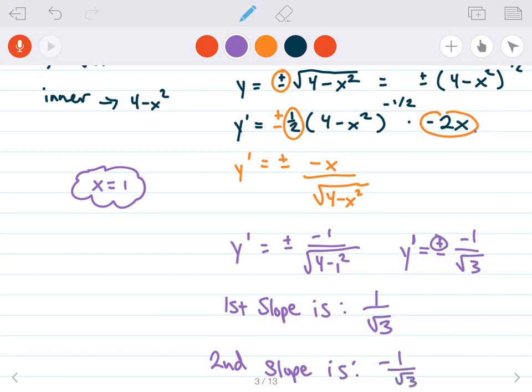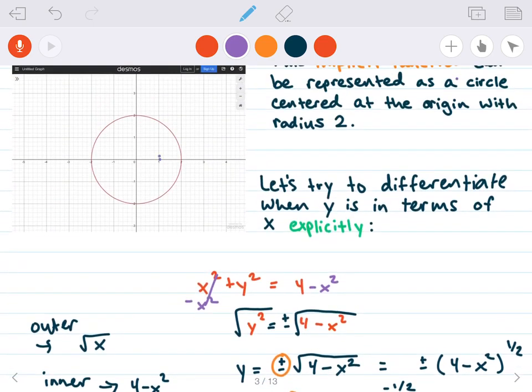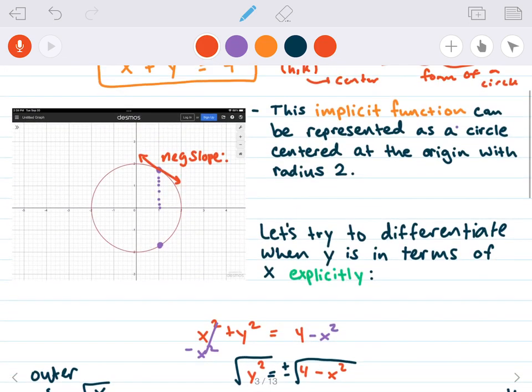So we have two slopes at x equals 1, and let's take a look at the picture. So where's x equals 1? Well, x equals 1 is right here, but also the curve is going to happen right here when x equals 1. And we can see that this is our negative slope, which was negative 1 over root 3.